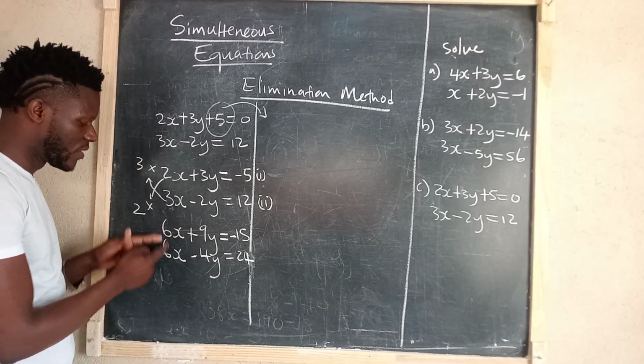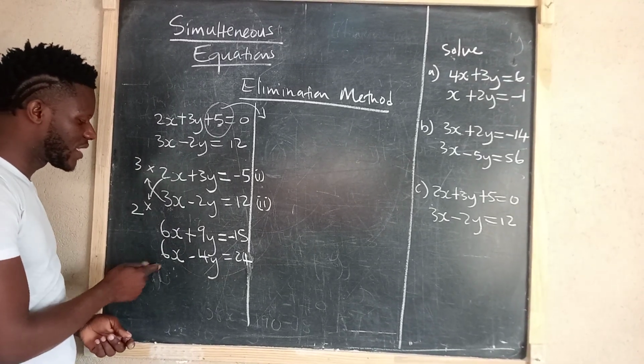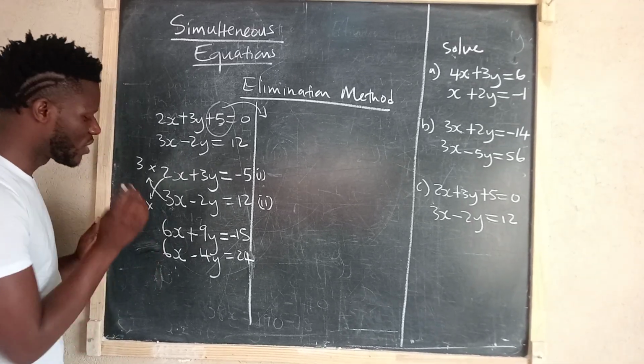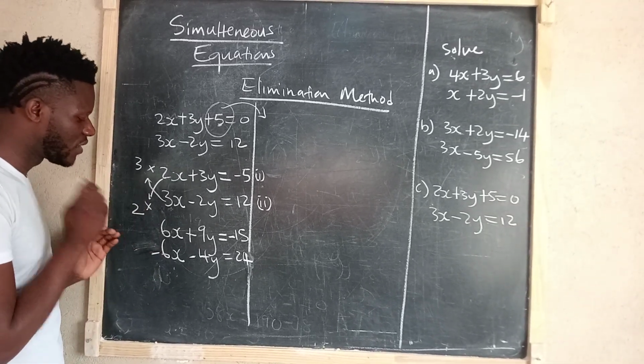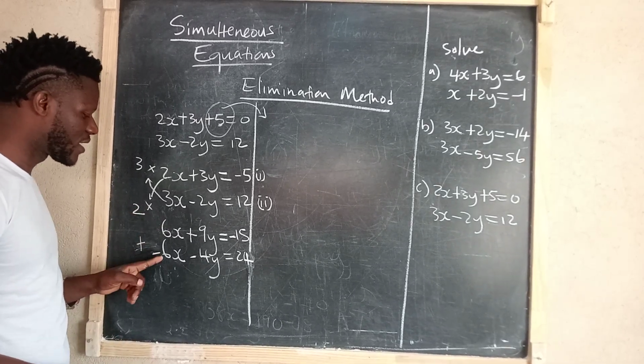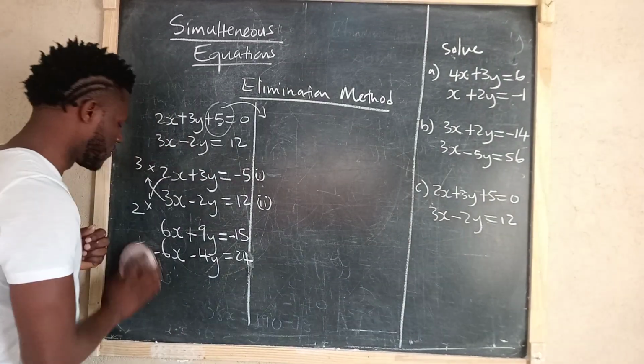You check if the x values have the same sign. If they have the same sign, you subtract. But if they have different signs, for example, if this was minus and this is positive, we are supposed to add. That is 6 plus minus 6, then you get 0. So it's very important to take note of that.